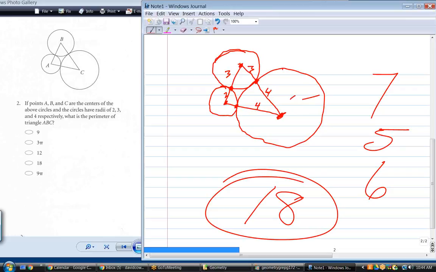4 is the radius of this big circle. It's 4 from the center to its edge. No matter which direction I go, if I measure that, that's 4. If I measure that, that's 4. So it just so happens that from here to this point of tangency, where these two circles are touching one another, that's 4. Okay. We know from that point of tangency to there is 3, so we can figure out the length of that side.